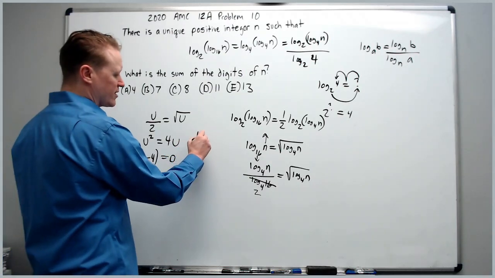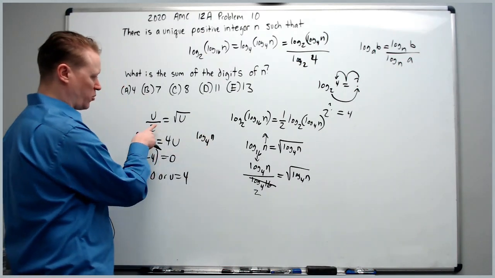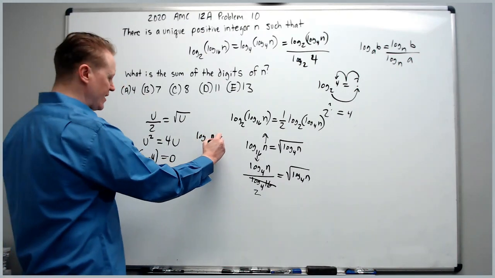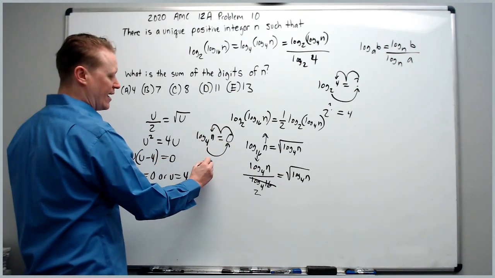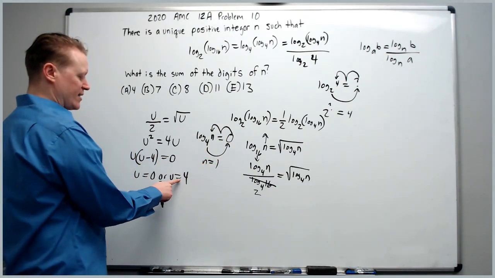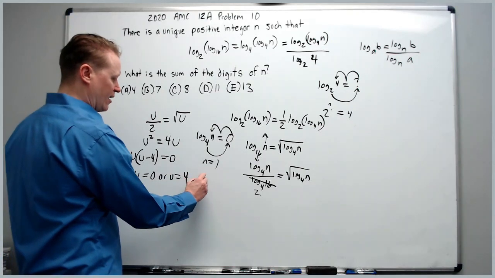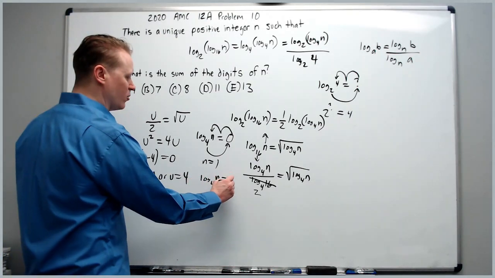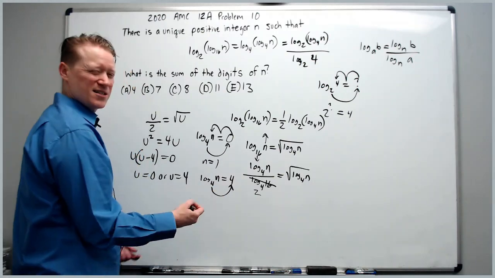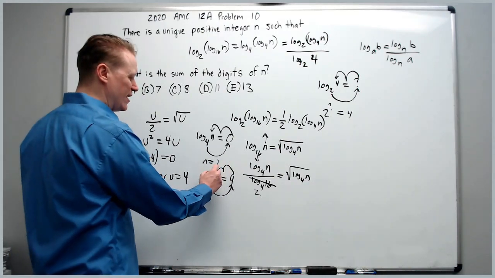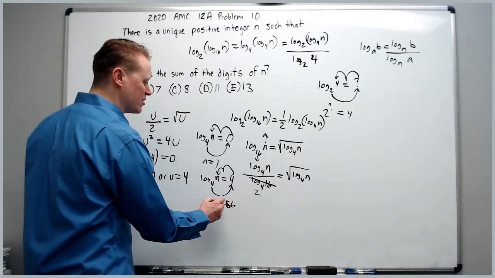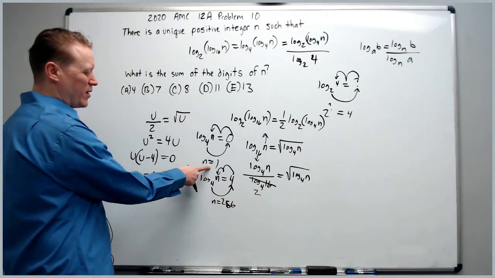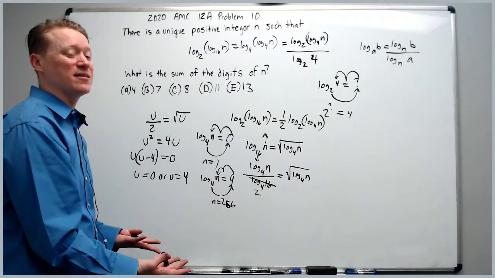U will equal 0 or u will equal 4. So now we will say log base 4 of n, which was u, is equal to 0. 4 to the 0 equals n, then n can equal 1. And we can take 4 as well, and log base 4 of n equals 4. 4 to the 4th, which is the same as 16 squared, is 256. So n is equal to 256. Now, we have these two possibilities. We have to check them out.